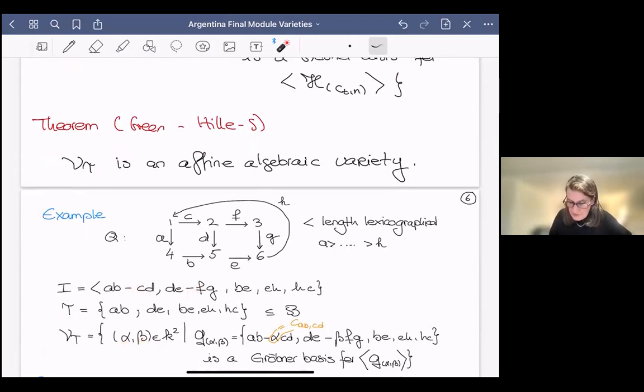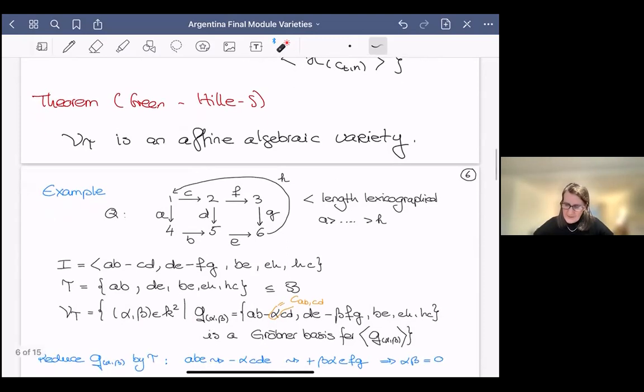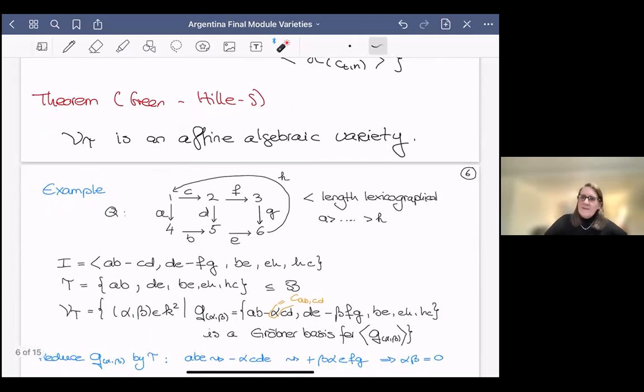And so potentially I could have all alpha beta in K2, but I want to just choose those such that this set here, with now alpha and beta, is a Gröbner basis for the ideal generated by the set. And how do I know whether this is a Gröbner basis or not? Well, there are some results in Gröbner basis theory that tell you if you can tip reduce this basically by t and to 0, then it's a Gröbner basis.